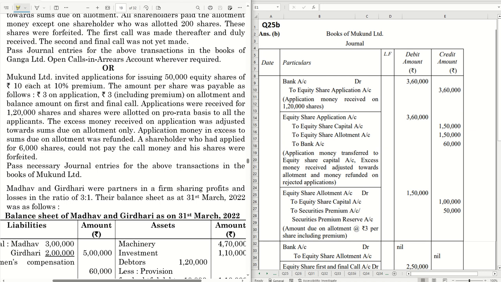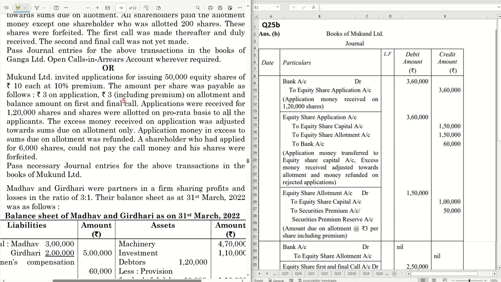Let's do it. 10% premium means 1 rupee premium. So total 11 rupees is the value of the share. 3 and 3, 6 is already here. So 5 rupees is on first and final call. So let's write it down here, 5 rupee, just for understanding. Applications were received for 1,20,000 shares, and shares were allotted on pro rata basis to all the applicants.